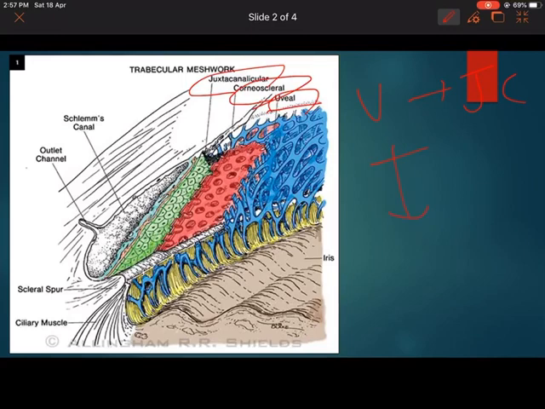This is from the uvea to the juxtacanalicular part. It is in the decreasing order of the pore size of the trabecular meshwork. So the uveal part has the maximum. If you can see here, the diameter of the pore is maximum in the uveal trabecular meshwork. Then next to that is your corneoscleral, which is reduced, and here you have a fine entrance. So it's like a sieve with a decreasing order of diameter of the pores of the trabecular meshwork. Okay.